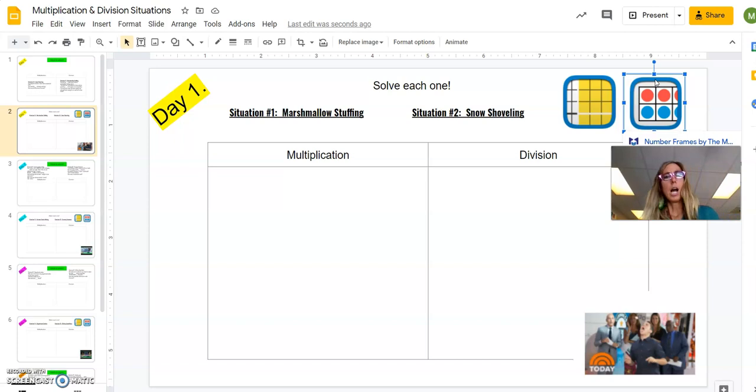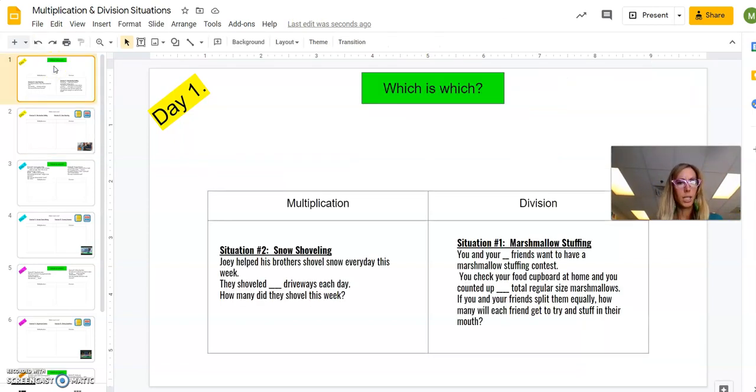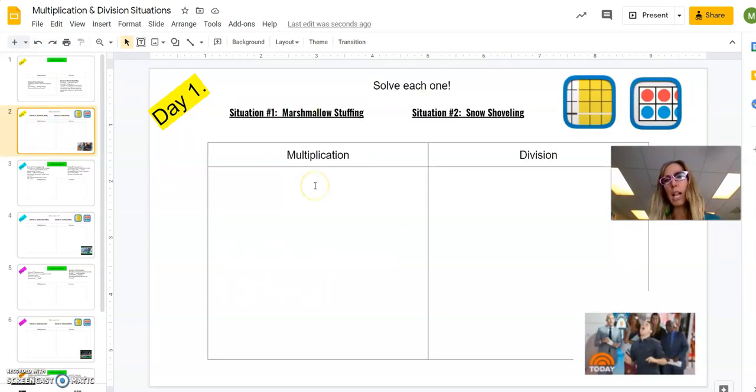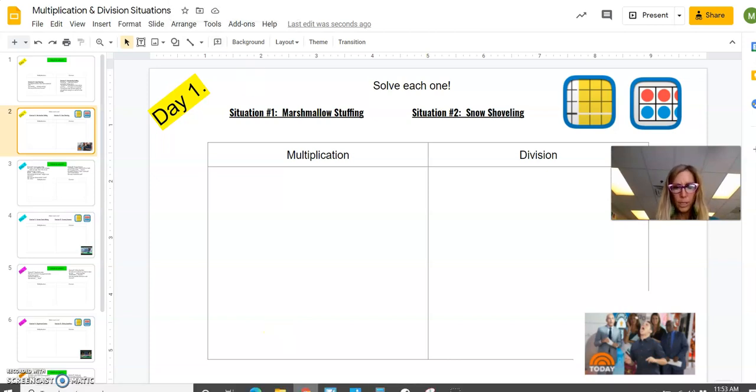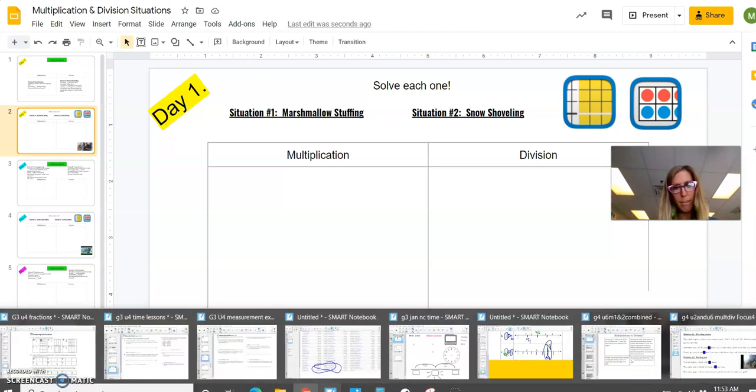Okay? I'm going to go ahead and solve the, I like the marshmallow situation first. I'm going to solve the marshmallows. And I'm going to go ahead and solve that using the Number Pieces app. So first, let's get some numbers in there. Okay. So the numbers that we're missing, I have them here for you.